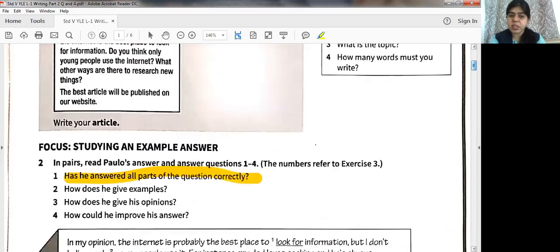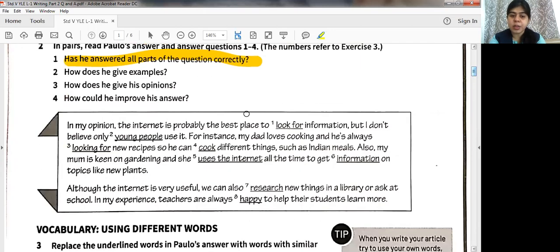How can we say that he has answered correctly? Because the first question is asking, do you think that only young people use the internet? He's telling over here that not only the young people use it, but like my dad loves or my mom loves, or he's mentioned about the teachers. Okay, so he has answered all the parts of the questions correctly, so it's going to be yes for the first one.